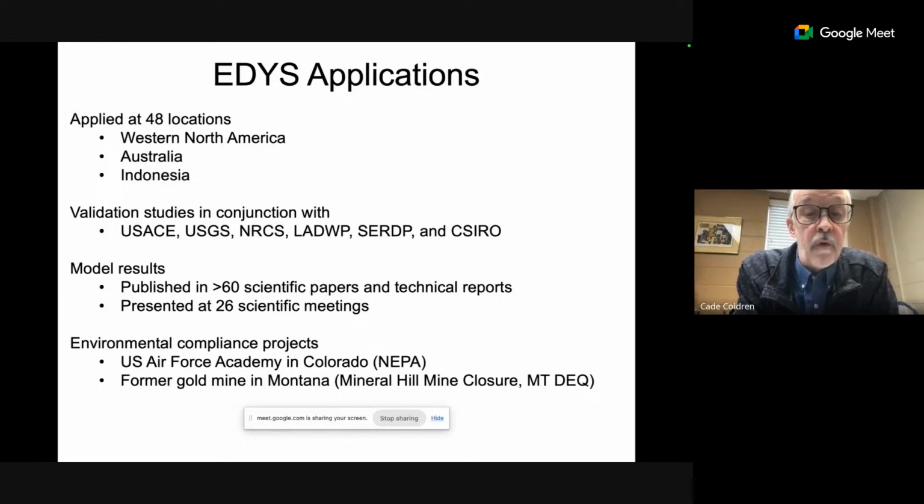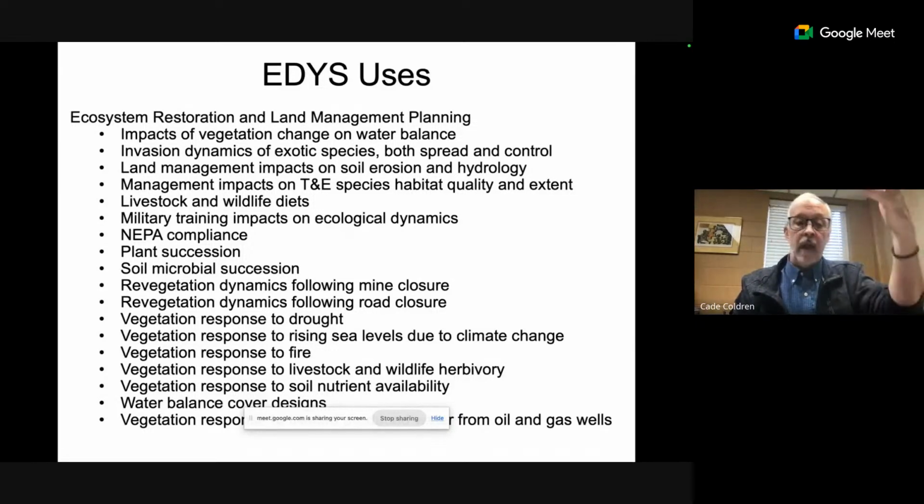We've also used it for environmental compliance. The Air Force Academy in Colorado was looking to increase cadet training in one area, and they had to have NEPA compliance. They came to us and we were able to get it past the NEPA process. At a mine site in Montana, we used it to get compliance through Montana DEQ so that they could establish their closure plan and walk away. And here's a long list of different things that we have done. I'm not going to read all of these to you. It covers the gamut pretty much.